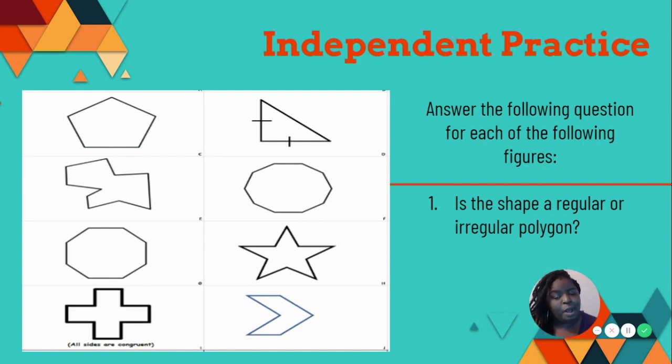Remember, a regular polygon is where all sides and all angles are congruent. In an irregular polygon, all sides and all angles are not necessarily congruent. So take a moment, pause the video if you have to, and go through these 8 different shapes and figure out which one is a regular and which one is an irregular polygon.